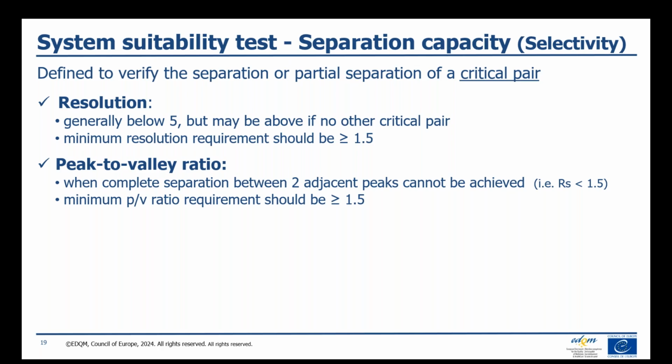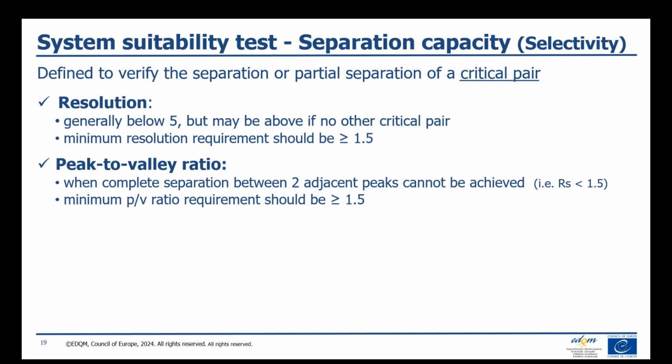In this case, we will switch to a peak-to-valley ratio. Again, for the peak-to-valley ratio, we also try to avoid prescribing a peak-to-valley ratio which is less than 1.5.